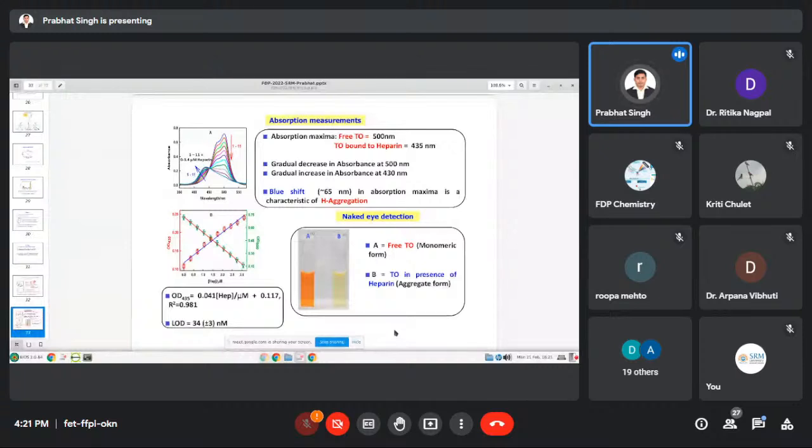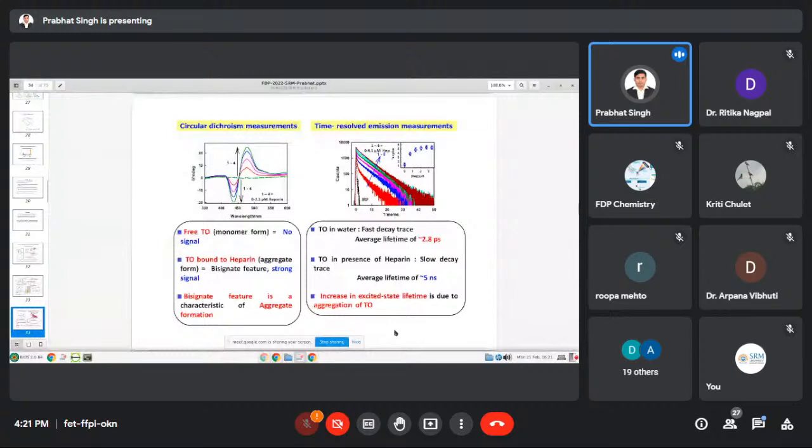I will not go into the CD measurements, as I said, it has a bisignate feature. But again, in the lifetime, you see that there is a large variation. So these data are sort of repetitive, but they also tell you that the same kind of features are happening. So the phenomenon that you are seeing is similar.